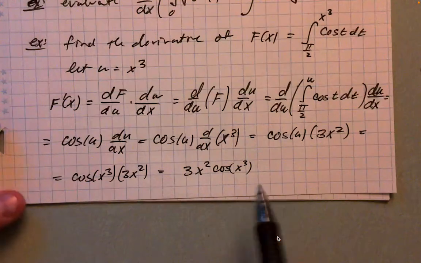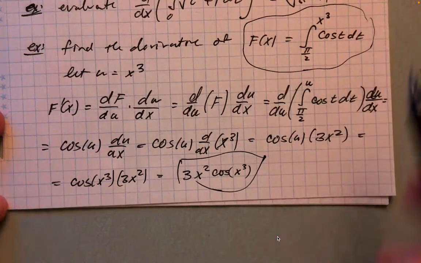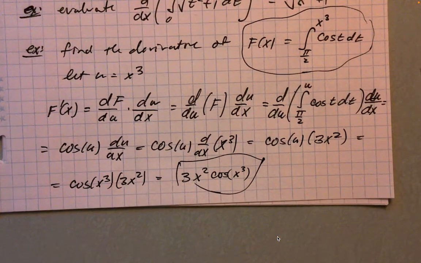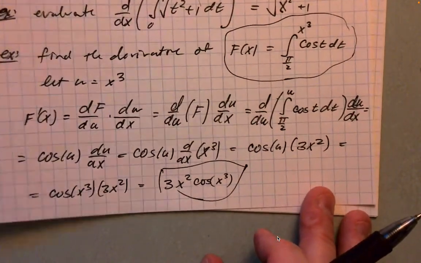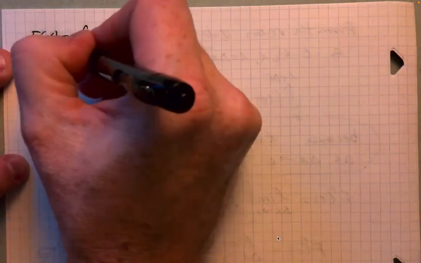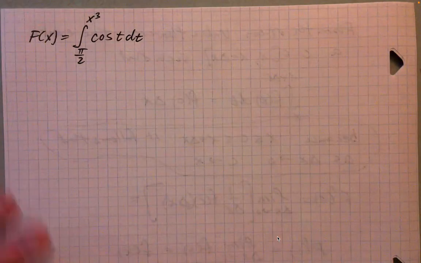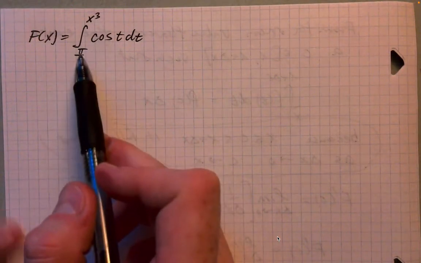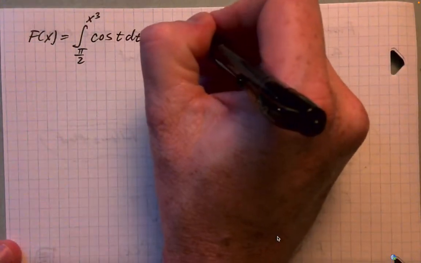So this would be the derivative here of this kind of messy accumulation function. Now, in this example, actually, the integrand is pretty easily calculated. So we could do this a different way to verify the results. So let's do that. f of x equals the integral from pi over 2 up to x cubed of cos t dt. So let's just evaluate this integral here and then differentiate that directly.